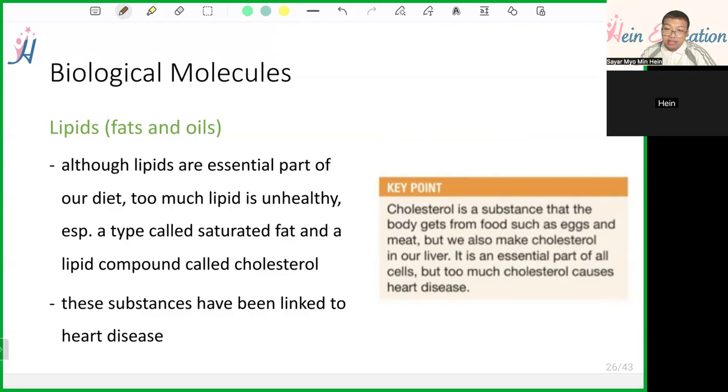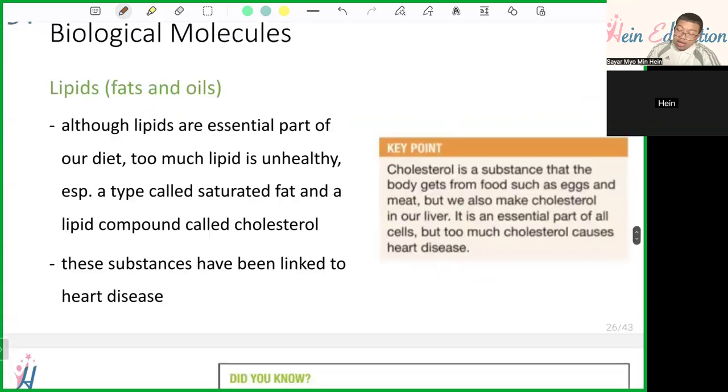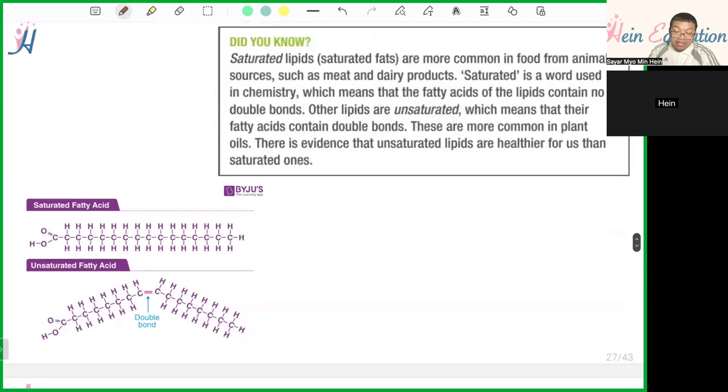So cholesterol is a substance that we get from food such as eggs and meat, but we can also make cholesterol in our liver, and it is an essential part of the cells, especially in the cell membrane, where it controls the fluidity of the cell membrane as well. But on the other hand, if we consume too much cholesterol, it can also lead to heart diseases, CHD and CVDs as well. So these are about fats or lipids.